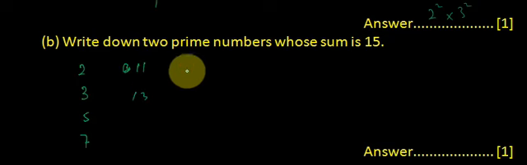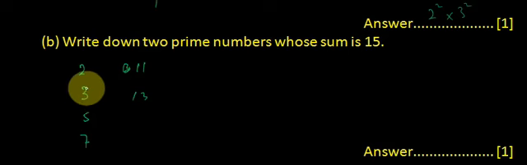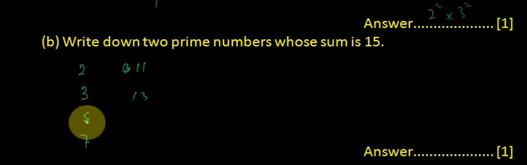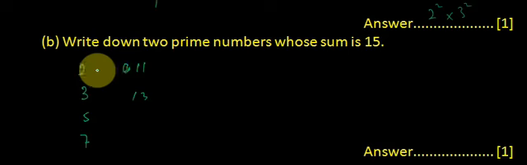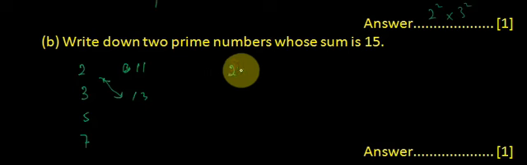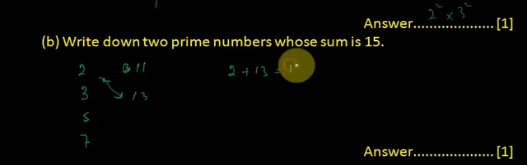So, two numbers when we add, it should become 15. So, 2 and 3 become 5, 3 and 5 is 8, 5 and 7 is 12, and 11 and 2 is 13, and 2 and 13. So when we add 2 and 13, it becomes 15.